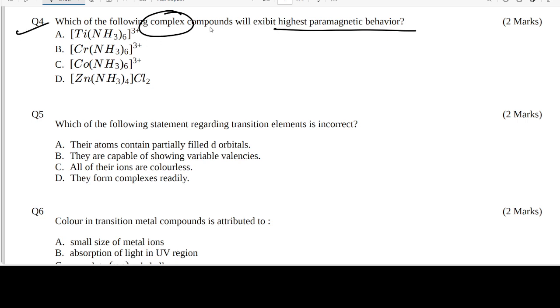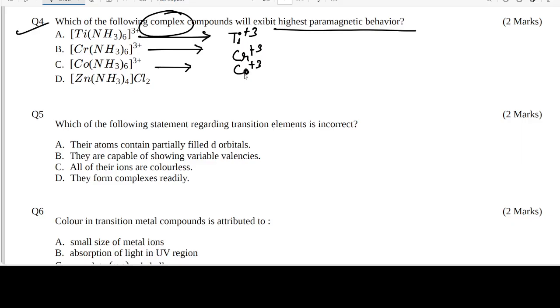If you take the first one, here you can say that this is titanium plus 3, because ammonia, whenever you talk about the oxidation state of the center metal atom, you take as 0. The overall charge present on the complex will be the charge on the center metal atom. So this is titanium plus 3, this chromium will be chromium plus 3, and this cobalt will be cobalt plus 3.